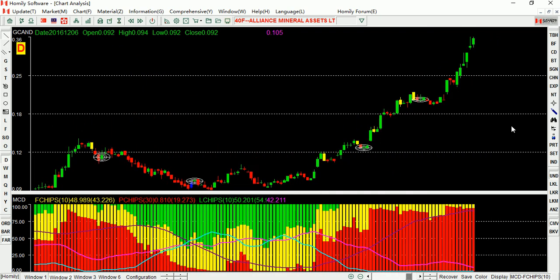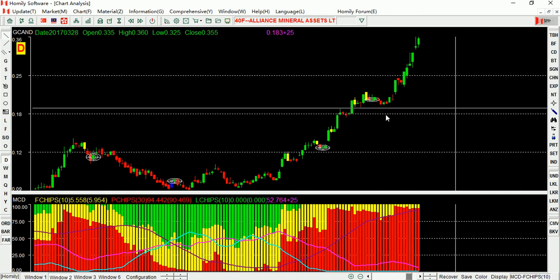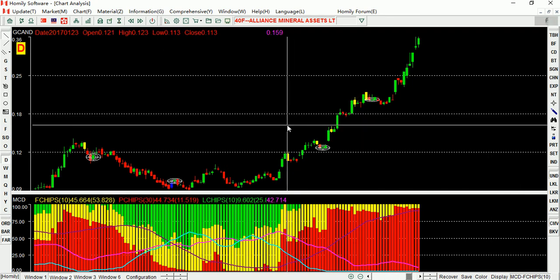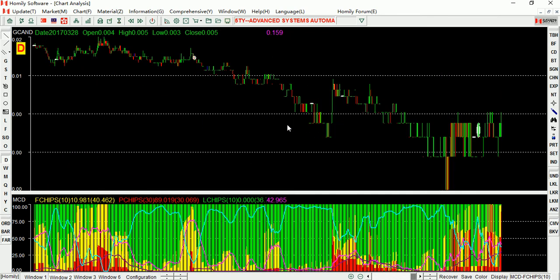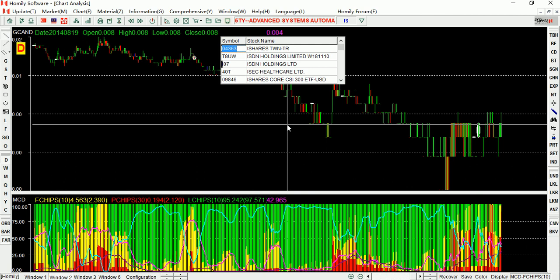Then we can see this stock is so strong. So if you buy here, can you earn money or not? You can earn great profit. Okay. So let's see this one.